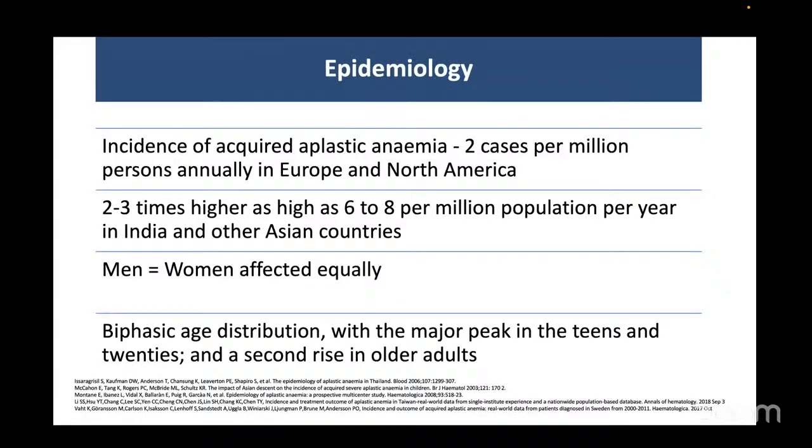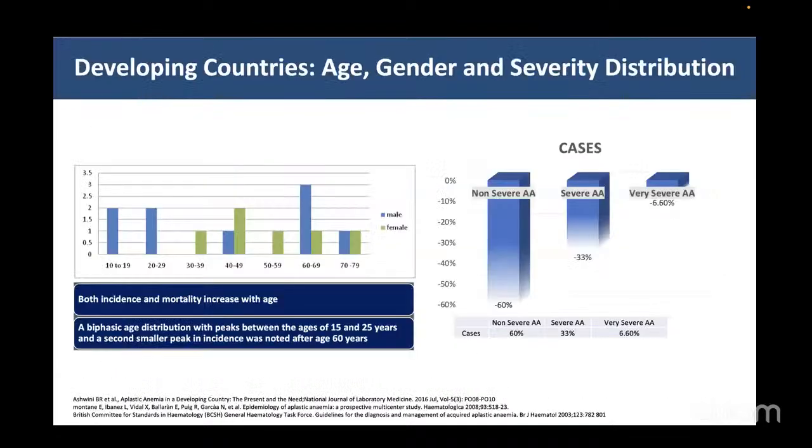So, talking about the epidemiology of aplastic anemia, the incidence varies between the Western world and the Asian countries, where we see much higher incidence and prevalence. There is no gender bias. However, we do see a biphasic age distribution, with one peak in the teenage group and the second in the geriatric population, or older adults, above 60 years.